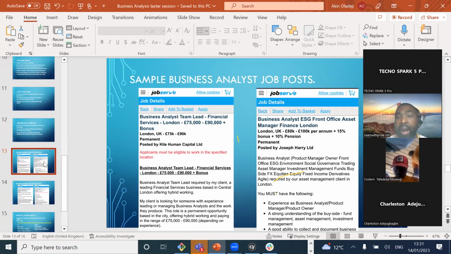posts out there to see how much they're actually paying. The first one you can see is paying between 75 to 90K. The second one is paying 80K to 100K.